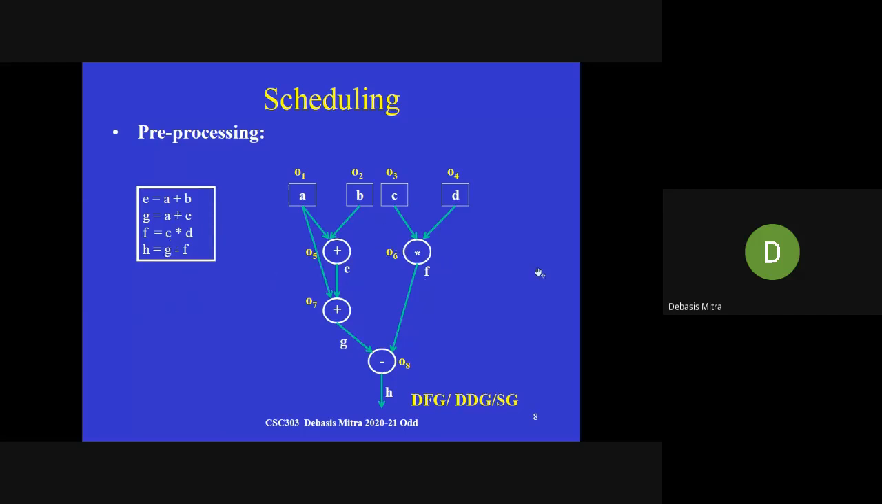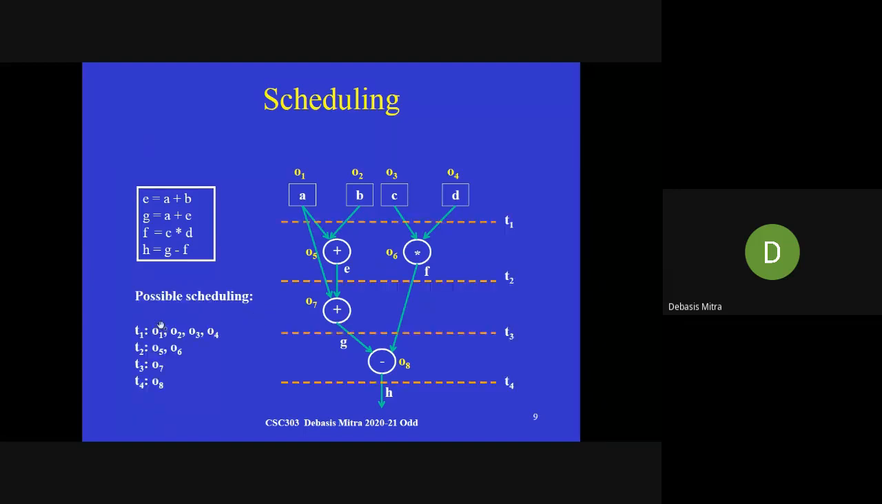The ordering between these two statements in the same level can be arbitrary. Okay, so this is a possible scheduling: time step T1, this O1, O2, O3, O4, or time step T0 you can say, no problem. It can start from T1 to T4 or T0 to T3. That doesn't matter. Similarly, in time step T2, maybe these two operations. Time step T3, this operation, time step T4.